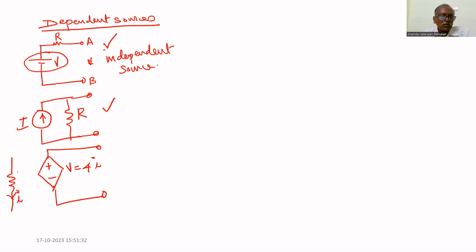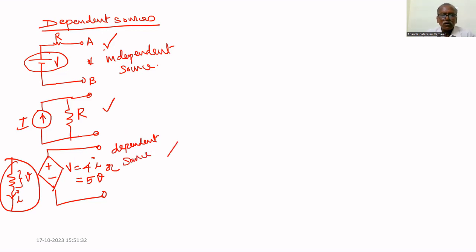Or suppose the voltage across this resistor is V. Sometimes this may also be 5 times V or 6 times V, like that. So this is called a dependent source, because it depends upon the current or voltage across this circuit element. Another source is the dependent current source. This is called a dependent current source.